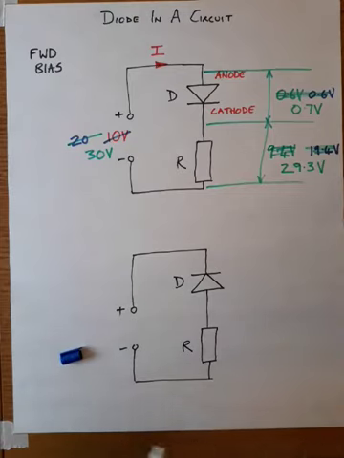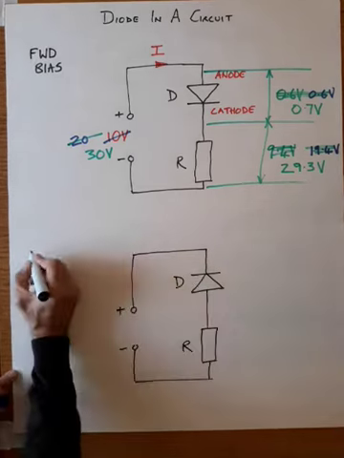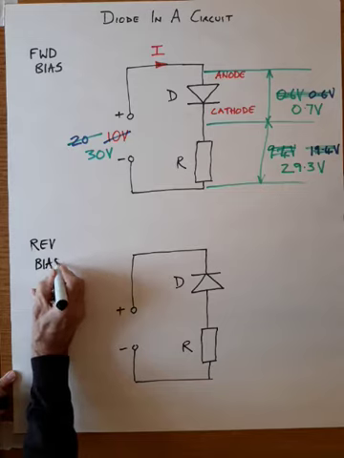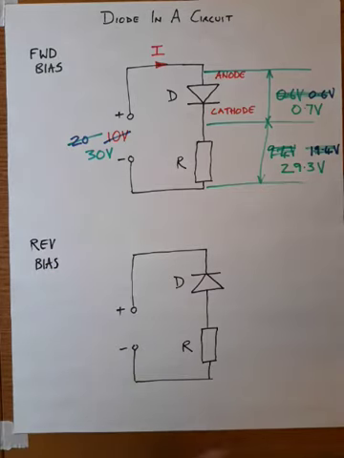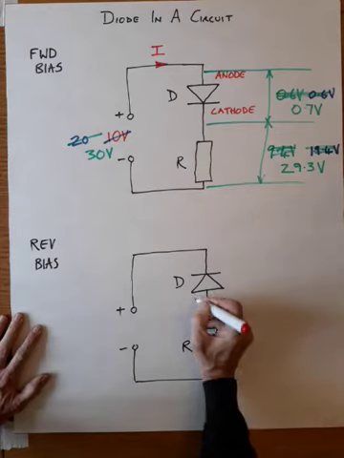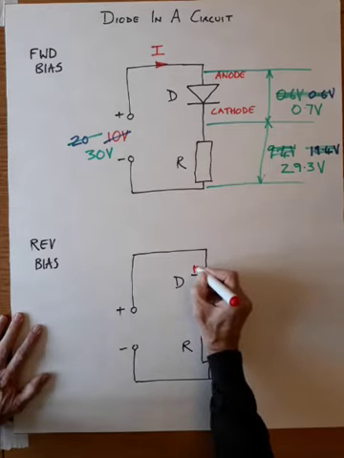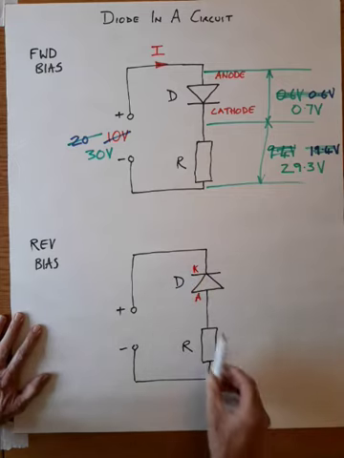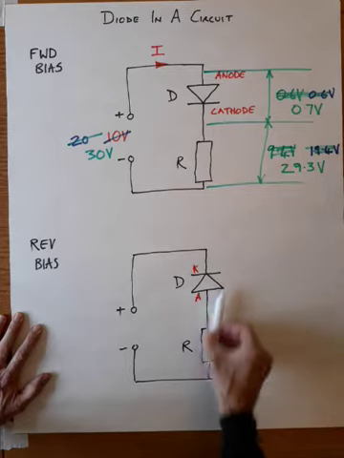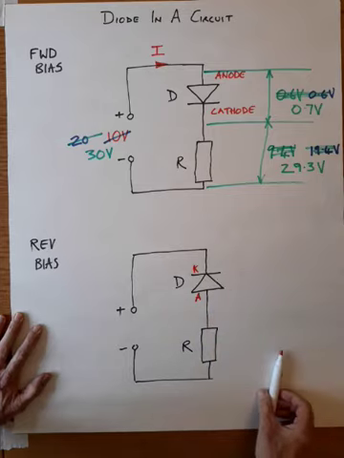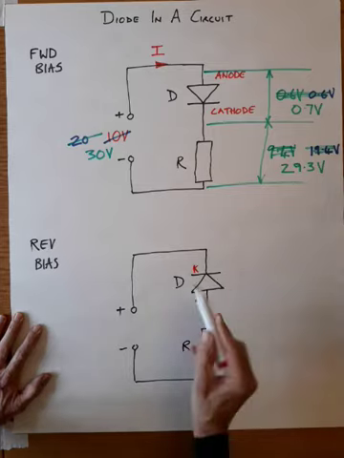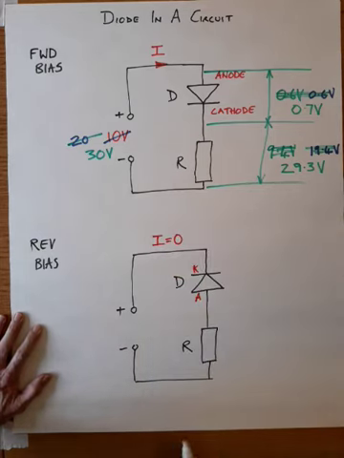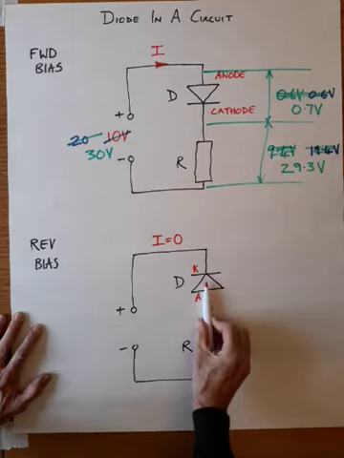Let's look at reverse bias. So in this particular diagram, I've changed the diode around. So here is the anode, here is the cathode, and yes, we tend to use the letter K for cathode. So anode, cathode, this is now the wrong way around. This will block the flow of current. So in this circuit, there is no current. This will block the flow.